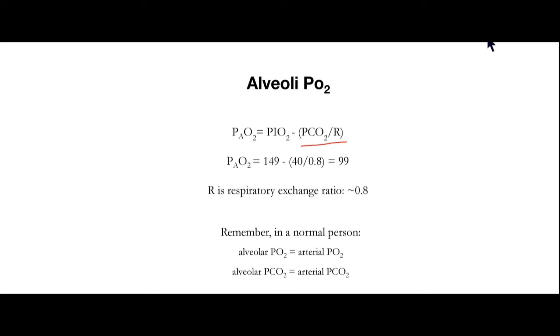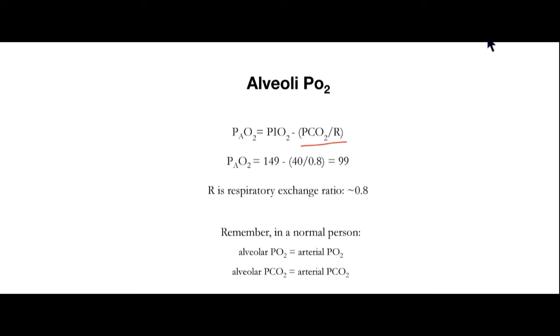Sorry, did you say what R would go up again? Yeah. The R is the ratio of the amount of oxygen that you're consuming compared to the amount of CO2 that you produce. So the CO2 produced in the numerator and the oxygen that you're consuming in the denominator.